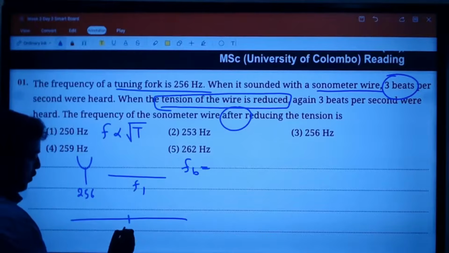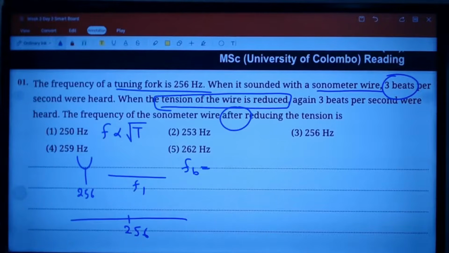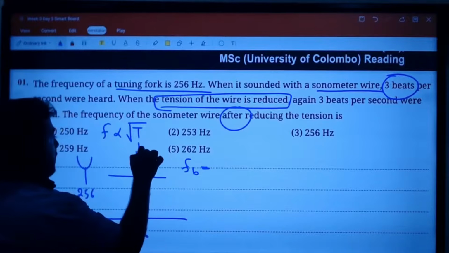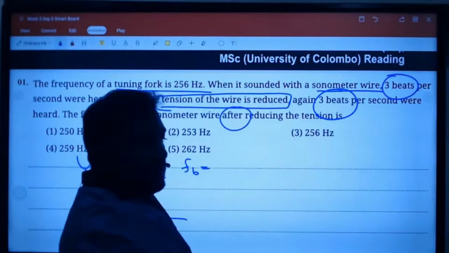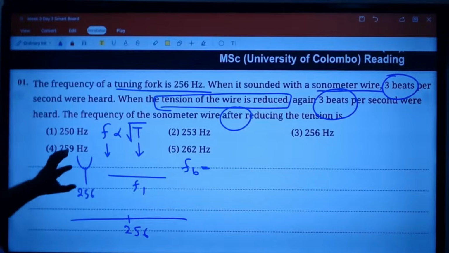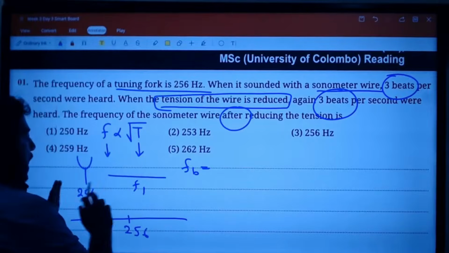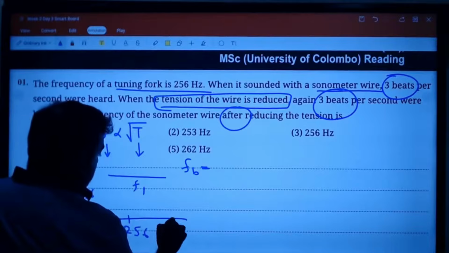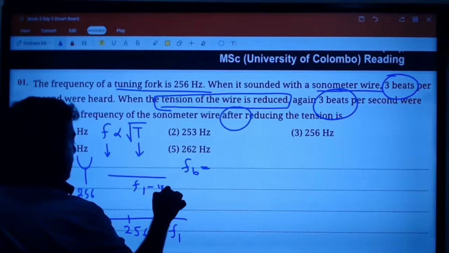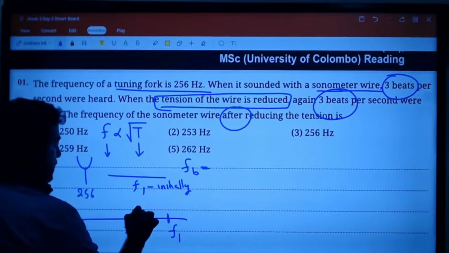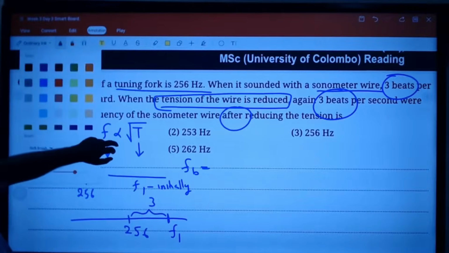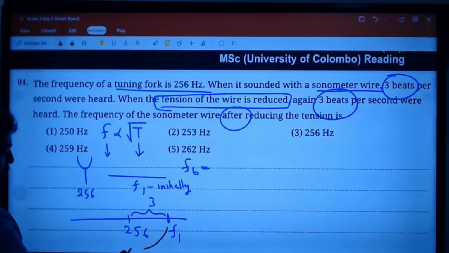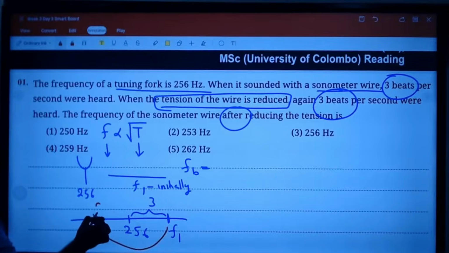So what is not changing? 256 Hz is not changing. So when I reduce the tension, frequency also reduces. But if you look at this, the beat frequency has not changed. Before reducing there were 3 beats, after reducing also 3 beats. So the only option is that initially frequency F1 was larger by 3 beats. Then when I reduce the tension, frequency reduces and reaches somewhere here. This difference also is 3.